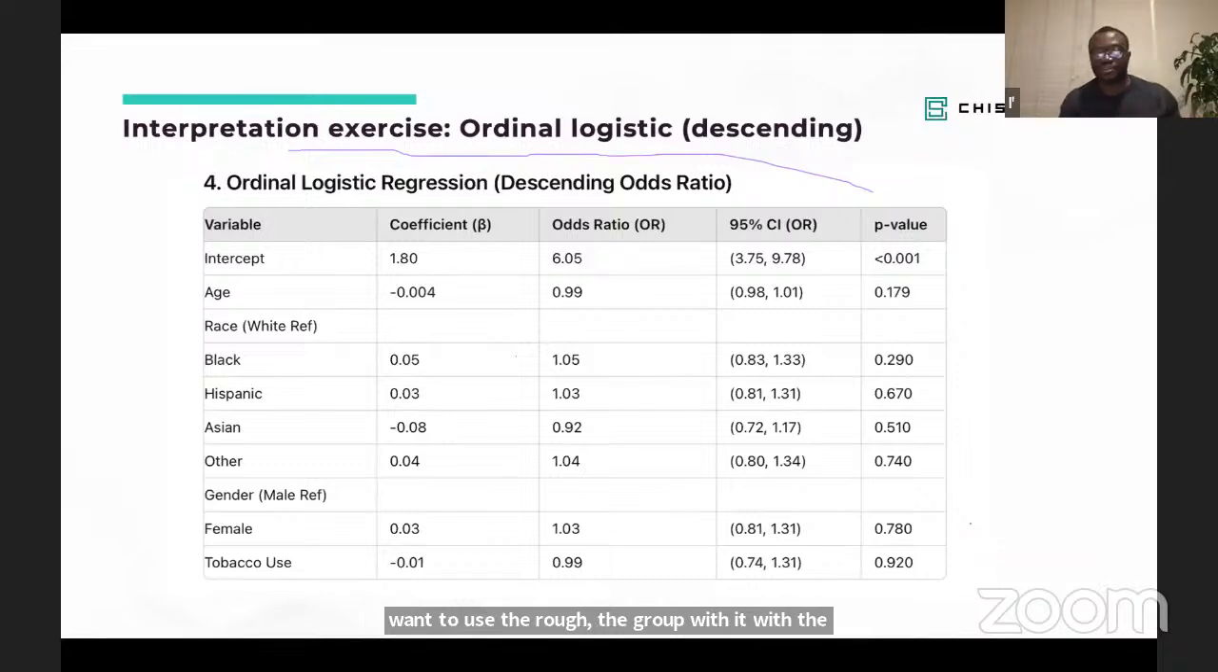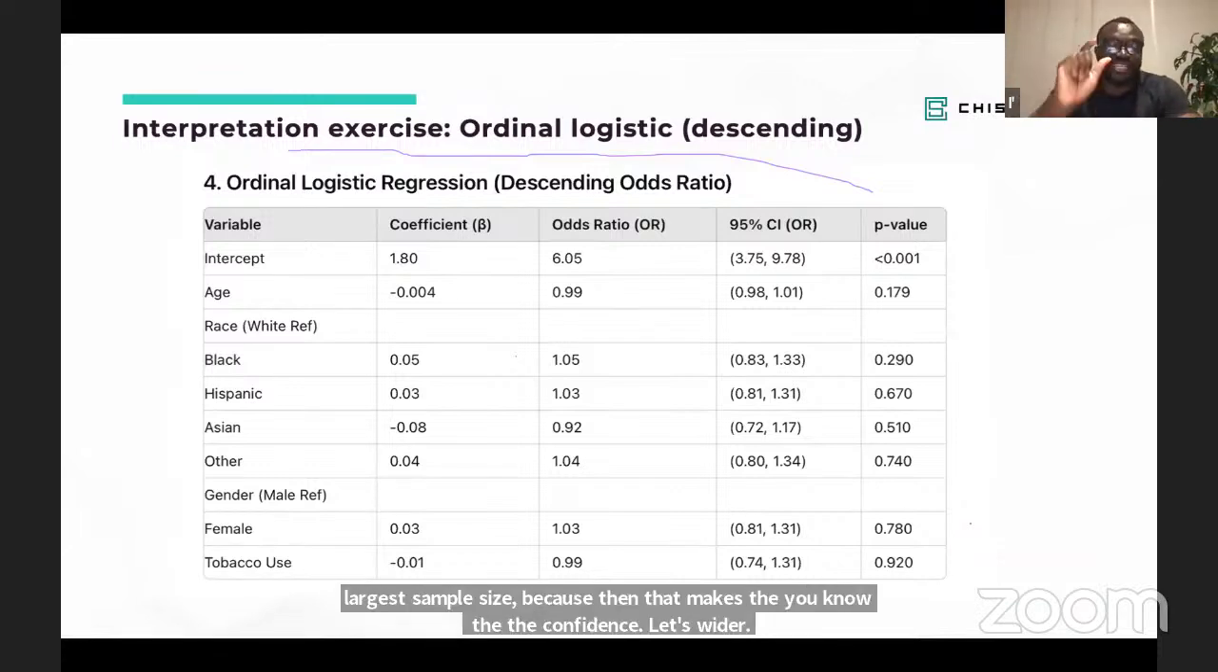So if you don't care so much about issues of equity, or comparability, or conventions, and you just want to pick a reference group based on statistical reasons, then you want to go with the group with the largest sample size, because that makes the confidence intervals narrower. The estimates are much more precise with the reference group that is the biggest.